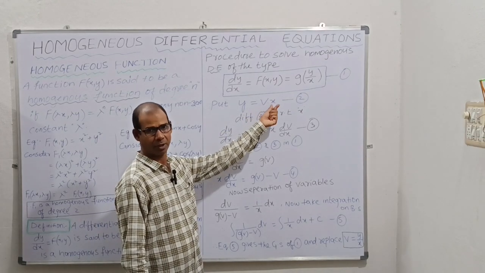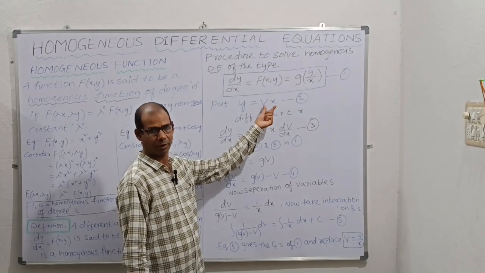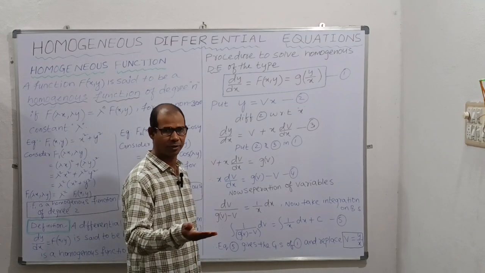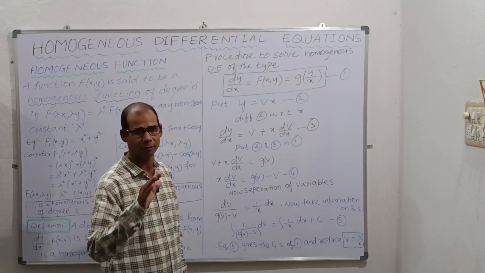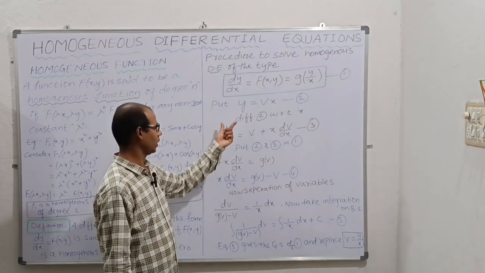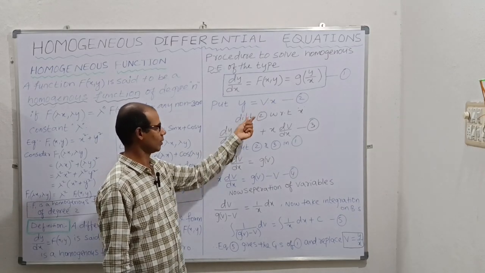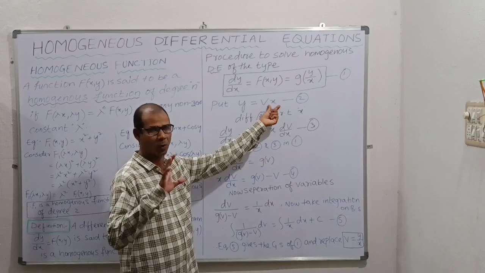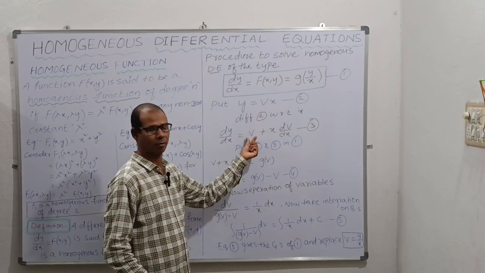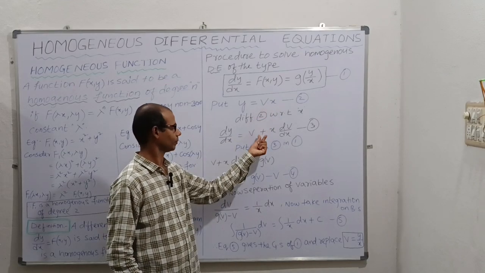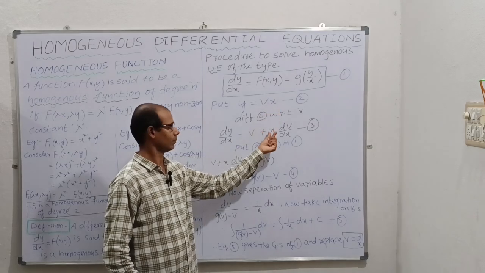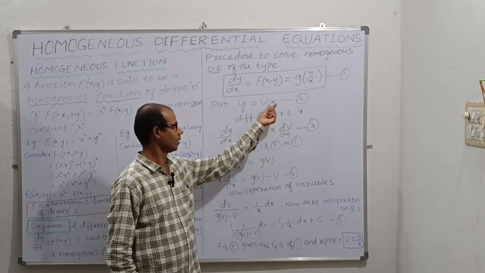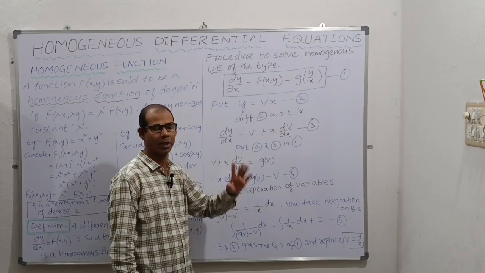First variable into derivative of second variable plus second variable into derivative of first variable. Right? Or first function into derivative of second function plus second function into derivative of first function. So therefore dy by dx is equals to first 1 into derivative of x with respect to x, which is 1. So v into 1 is v, plus second into derivative of first. So x into dv upon dx.